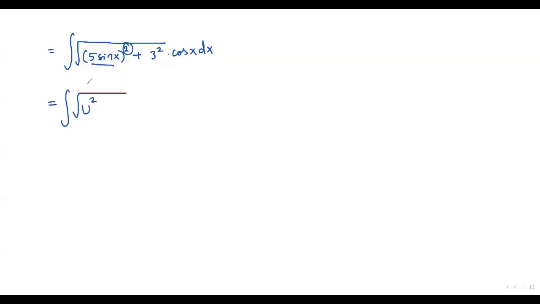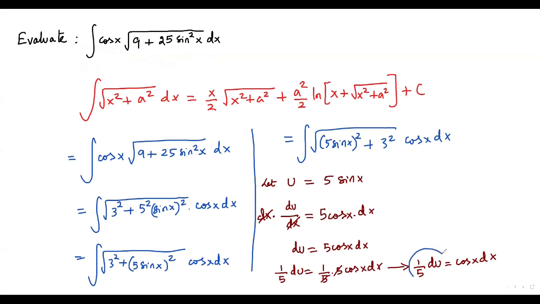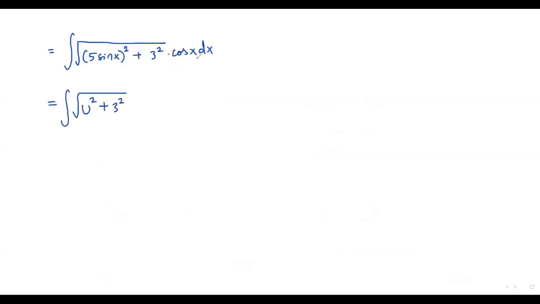Since we have the square of 5 times sin x, we can square this u, and the positive 3 square. And we also discussed on the previous page what is equivalent to this cosine x dx. That is 1 over 5 times du. So we can plug in 1 over 5 times du for this cosine x dx. Let me write it over here, 1 over 5 times du.